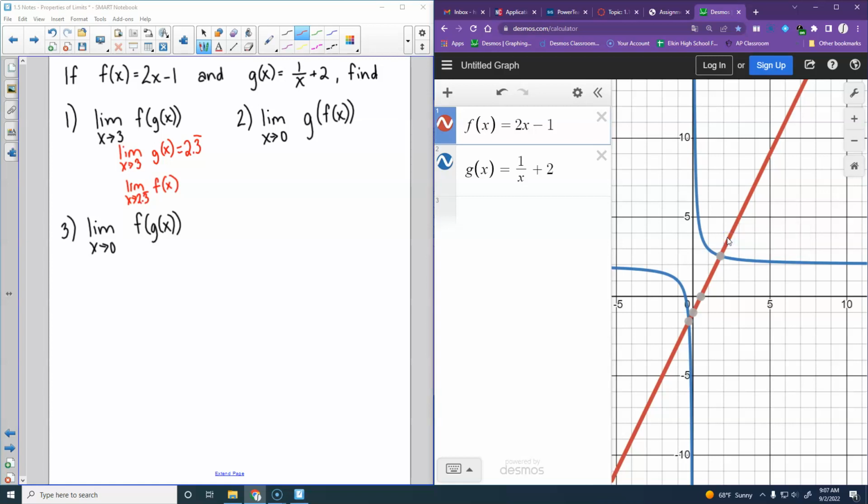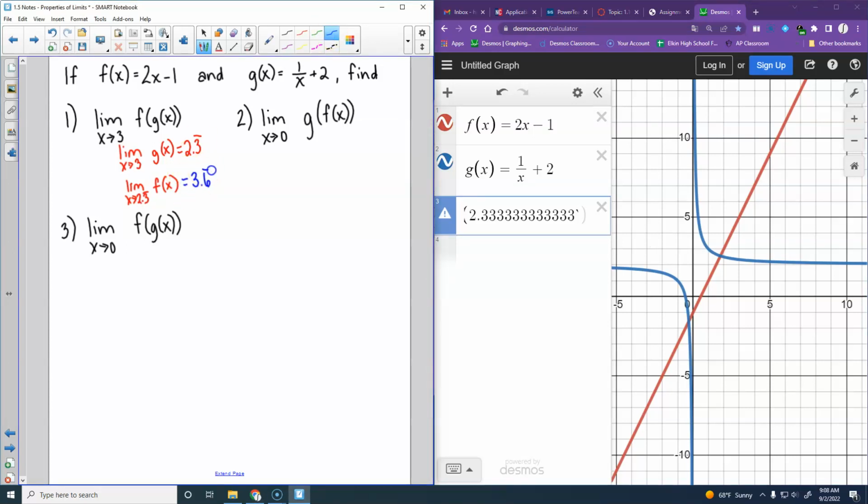Just plug it in, right? We'll use Desmos on these, even though you don't have to use a calculator. If you type in f of 2.3 repeating, it plugs it in for you, or you could just do 2 times 2.3 repeating minus 1. So it looks like we're getting 3.6 repeating for that, and that is our answer.